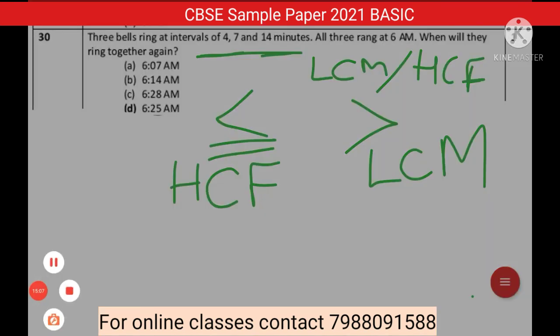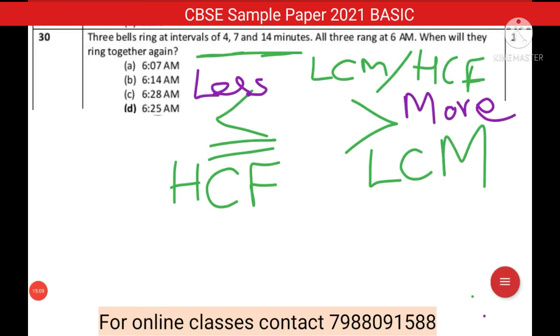Now let us apply this. If the 3 bells are ringing at intervals of 4, 7 and 14 minutes, can they ring together again before 4 minutes? Can your answer be less than 4 minutes? No. Your answer cannot be less than 4 minutes, so it will not be HCF. Your answer has to be more than 14 minutes. So this is clear that we have to find out LCM.